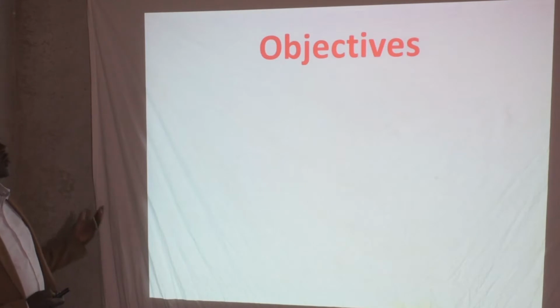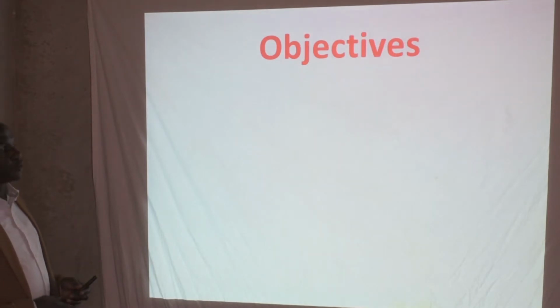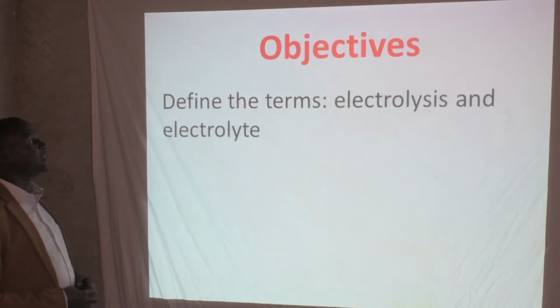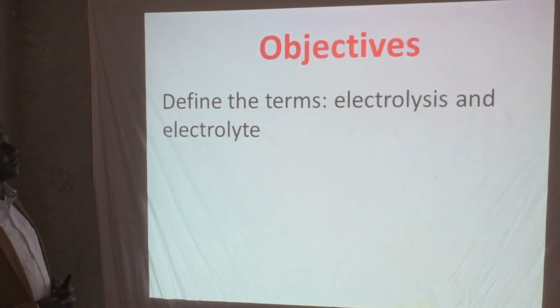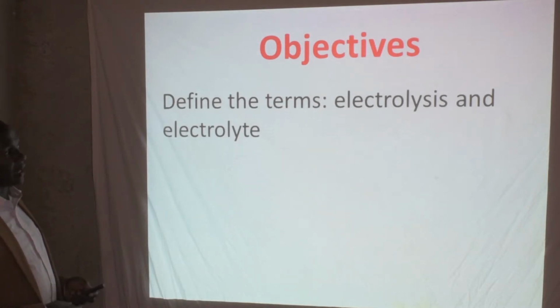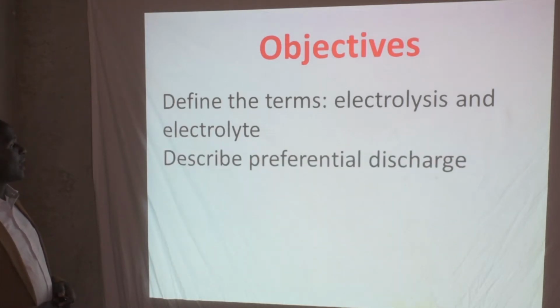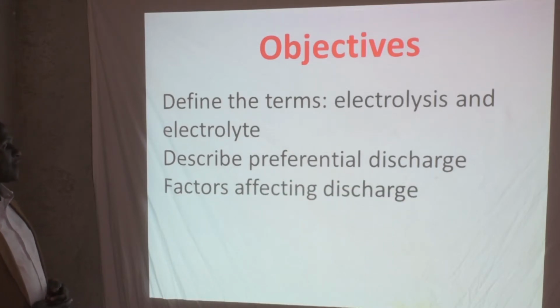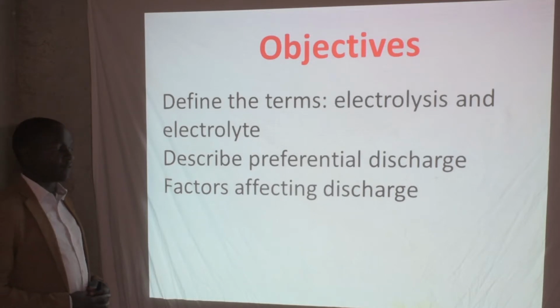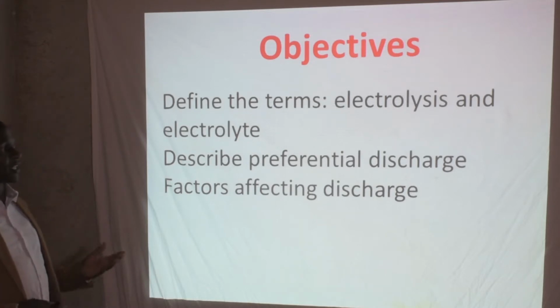In our objectives, the learner should be able to, number one, define the terms electrolysis and electrolyte. Number two, the learner should describe the preferential discharge of the ions, and then we have those factors affecting discharge.